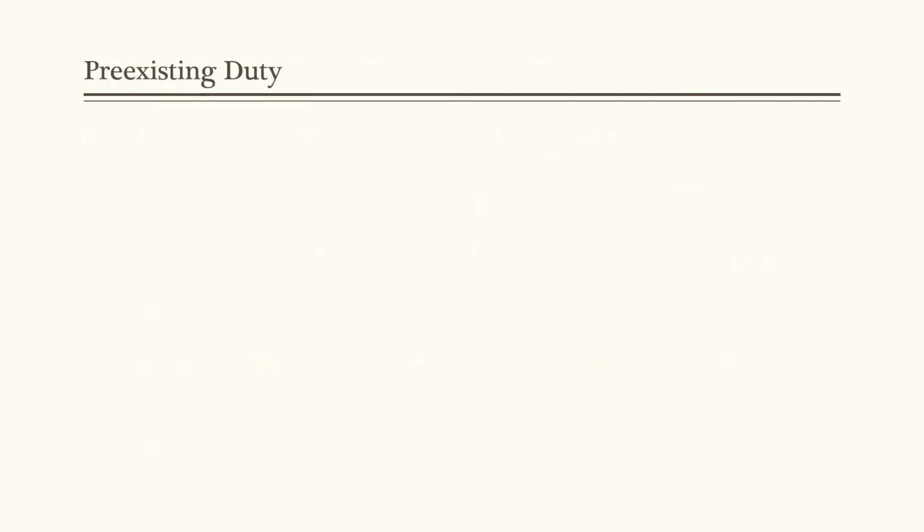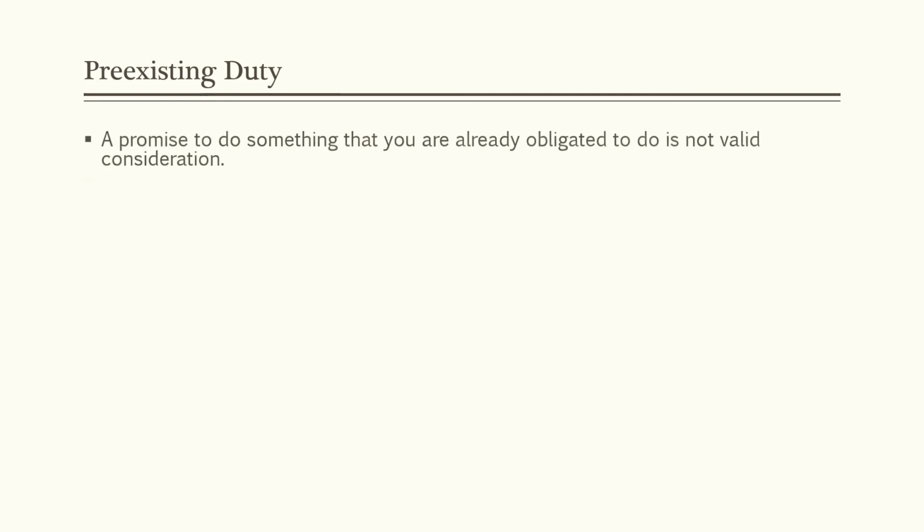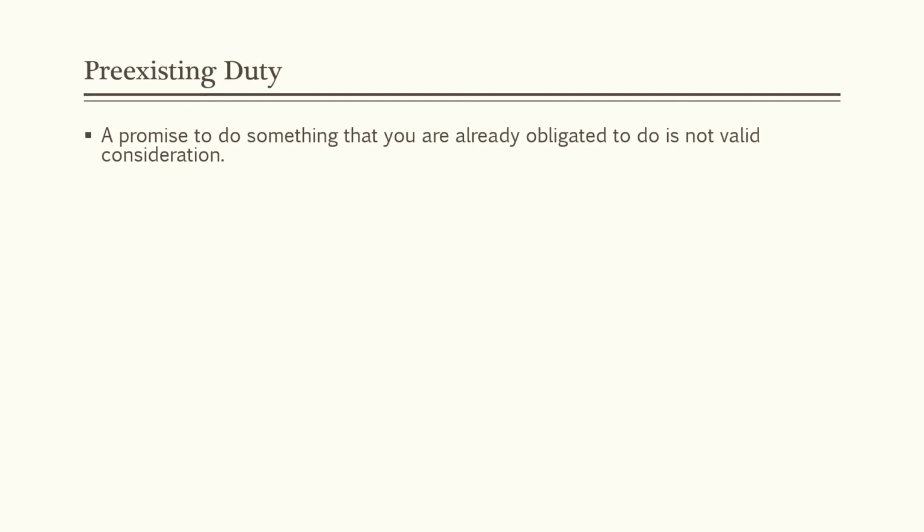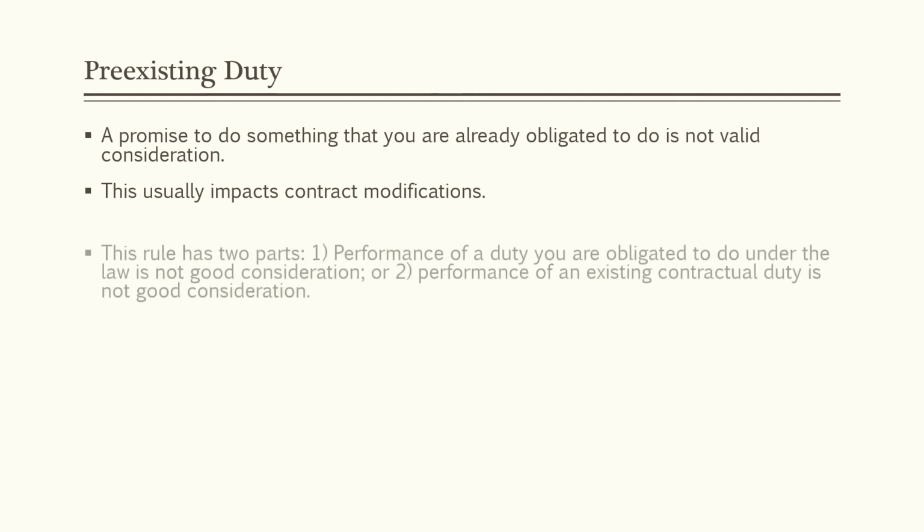The next rule of consideration is called pre-existing duty. A promise to do something that you're already obligated to do is not valid consideration. That's the general rule under the common law. This usually impacts contract modifications, particularly in the construction industry.